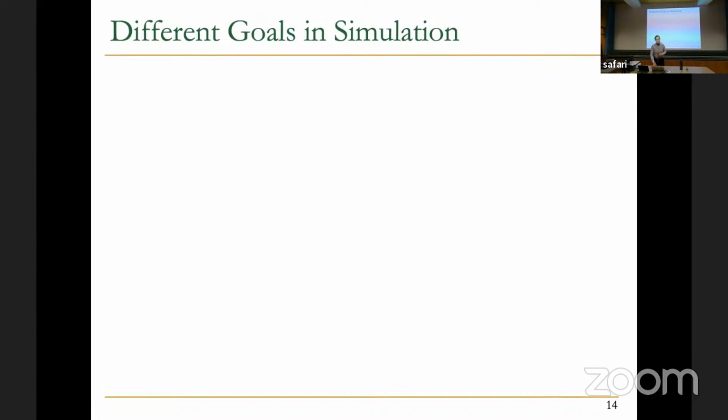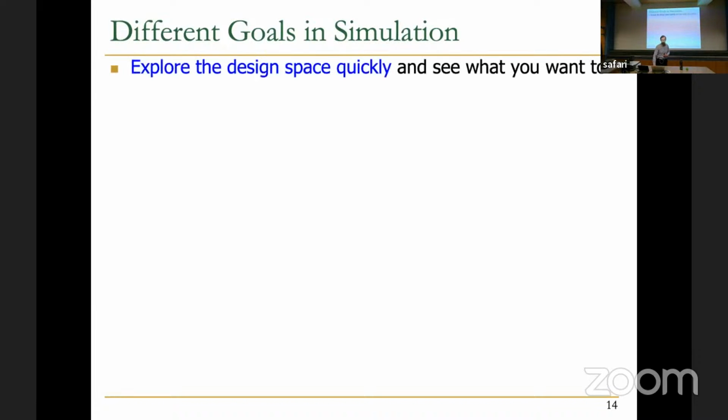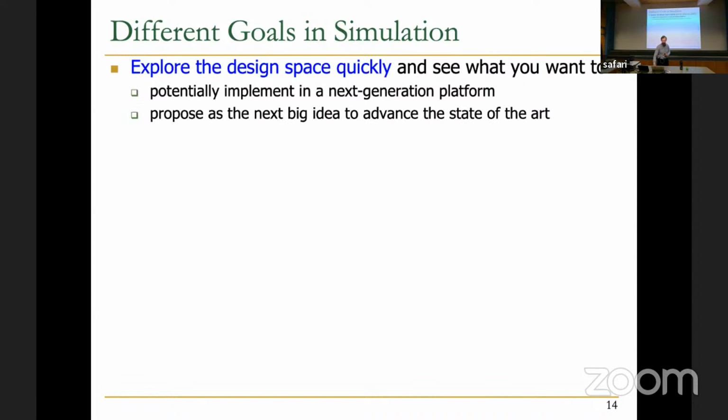So there are different goals in simulation also. We're going to talk a lot about exploring the design space, but that's not the only goal. The first goal, especially in research, and also early in the design process, for example, you're going to ship a processor 5 years down the road. You're just exploring ideas right now. What should the architecture look like? This is the goal, basically. Explore the design space quickly to see what you want to implement in a next generation platform, or propose as the next big idea to advance the state of the art.